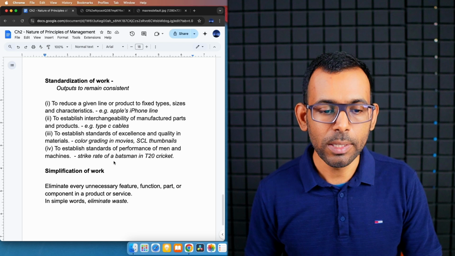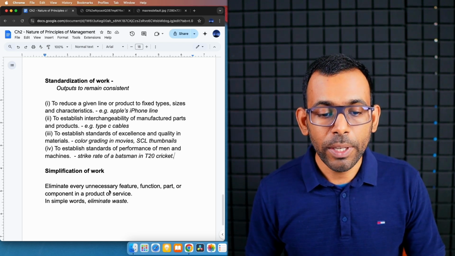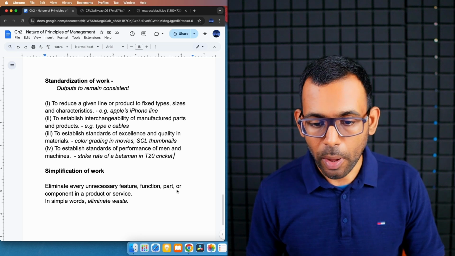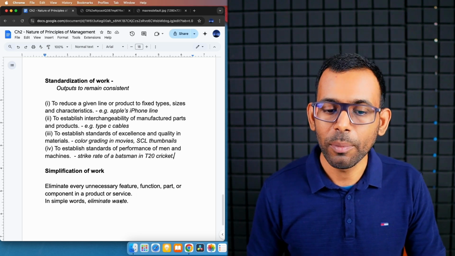So I hope you understood this. Now let's go to simplification of work. Eliminate every unnecessary feature, function, part or component in a product or service. In other words, in simple words, eliminate waste.